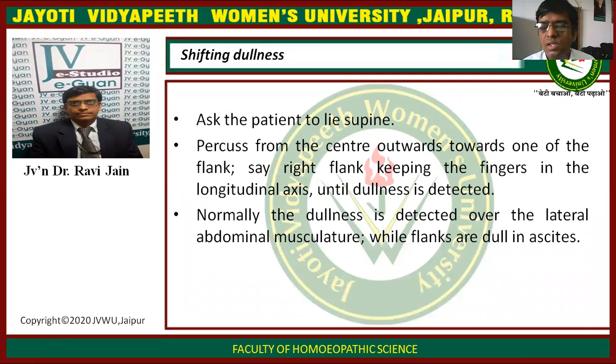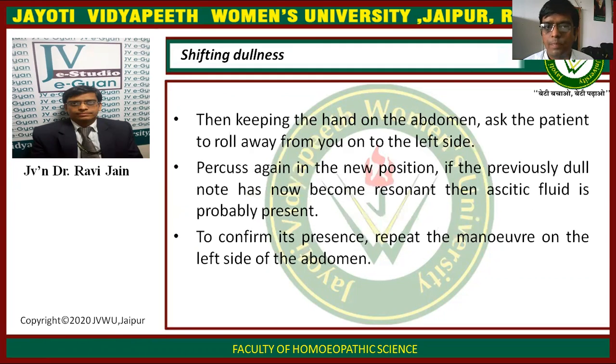Now, how to elicit shifting dullness? To elicit shifting dullness, ask the patient to lie supine. Then percuss from the center outwards towards one of the flanks, say the right flank, keeping the fingers in the longitudinal axis until dullness is detected. Normally, the dullness is detected over the lateral abdominal musculature, while the flanks are dull in ascites.